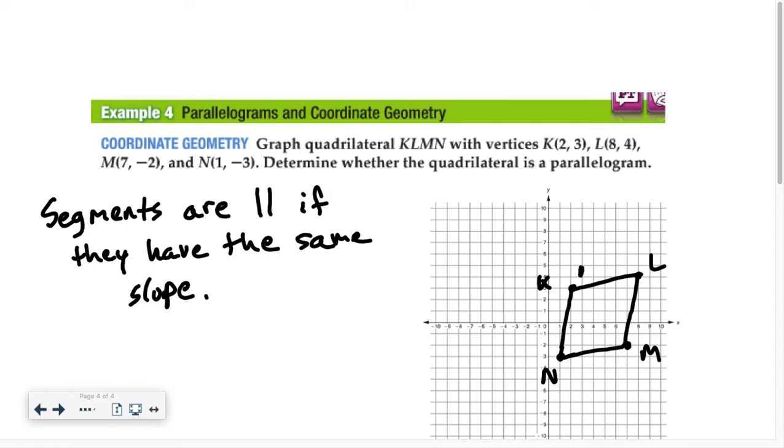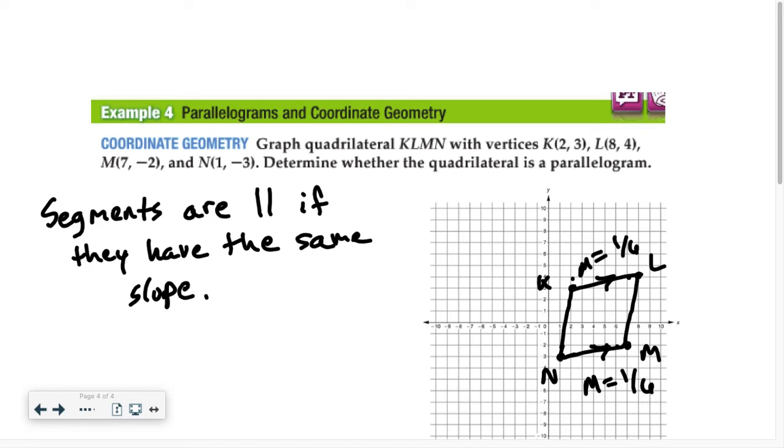So, let's find the slope of KL. The slope of KL, rise over run, you go up 1 over 1, 2, 3, 4, 5, 6. Up 1 over 6. Well, is the slope of NM the same? Go up 1 over 1, 2, 3, 4, 5, 6. Just counting, guys. So the slopes of KL and NM are the same. So those segments must be parallel.